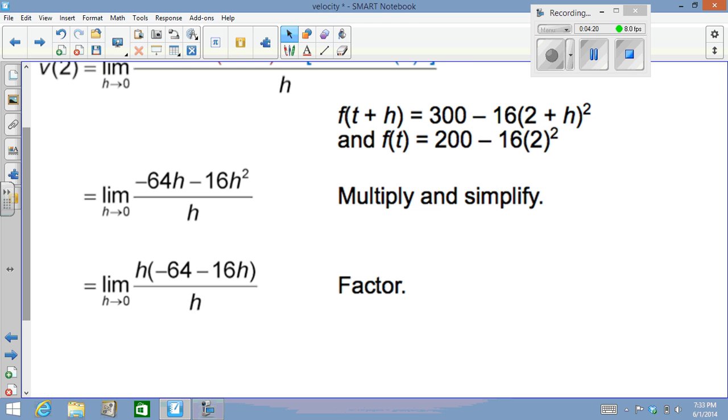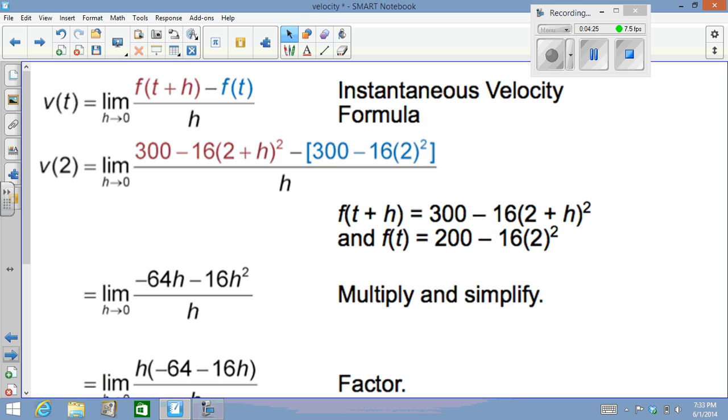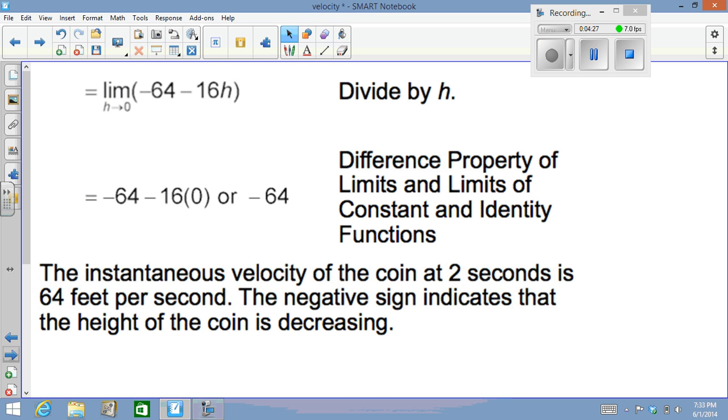And then on the next page, we're going to cross out our h's. And we cross out the h's, and I'm left with the limit of negative 64 minus 16h. Of course, then we're going to remember to take the limit, and when I do that, my limit is negative 64.